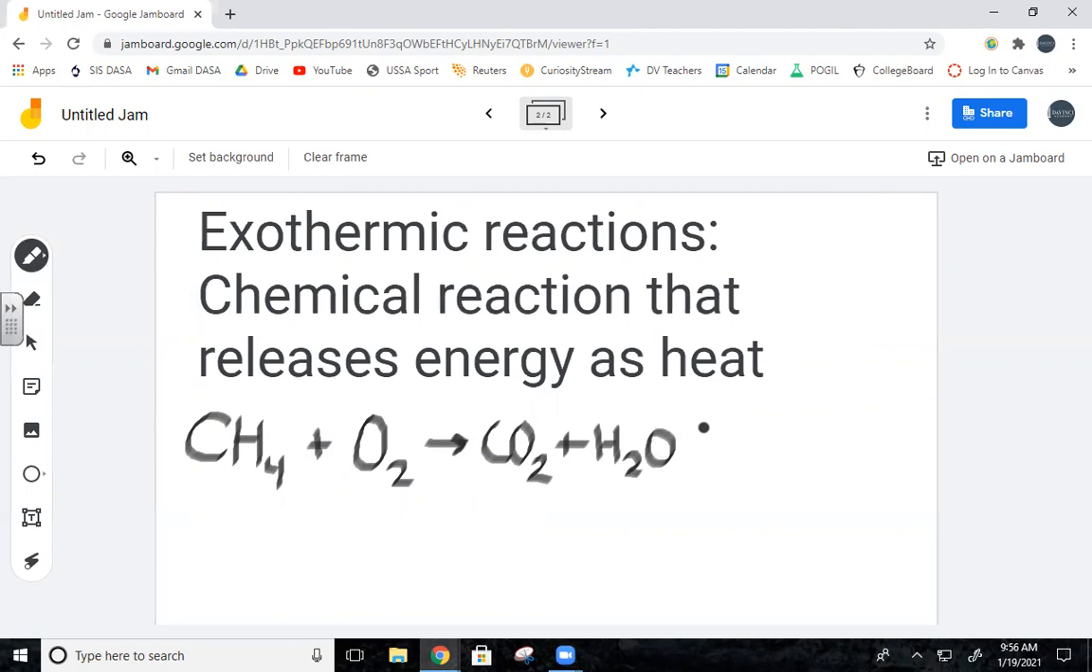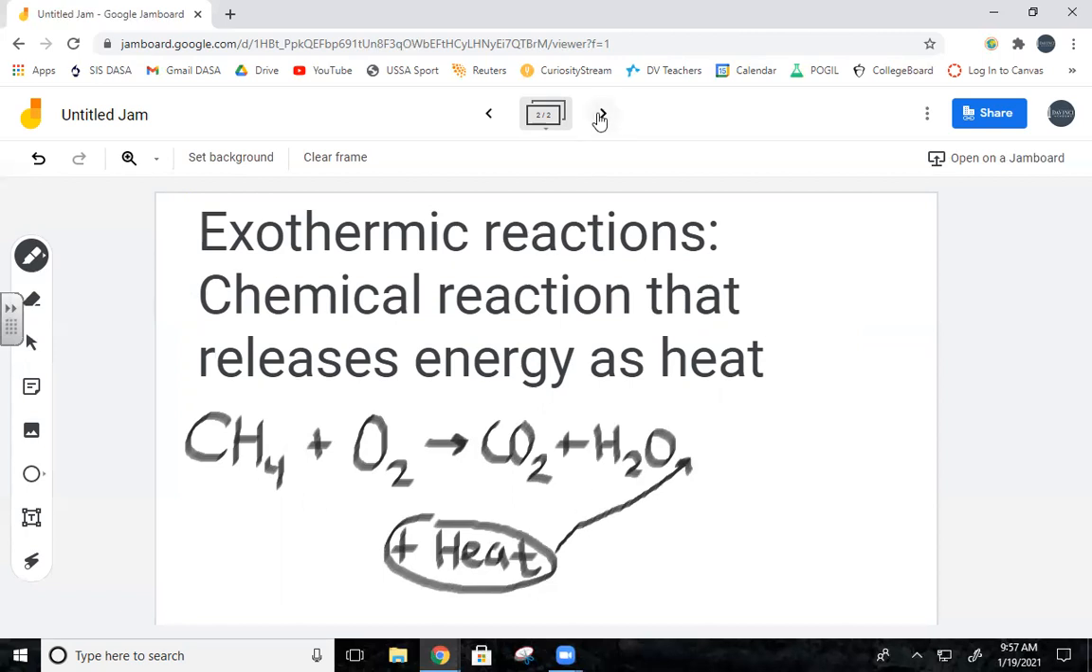Because this is an exothermic reaction, we are going to put plus heat as a product of this reaction. So this is going to be added to the end of our reaction because the heat goes out of the reaction. It is a product of burning methane. We light some methane on fire in an oxygen atmosphere. It makes carbon dioxide and water and heat. So that's an exothermic reaction and how we write an exothermic reaction as a chemical equation.